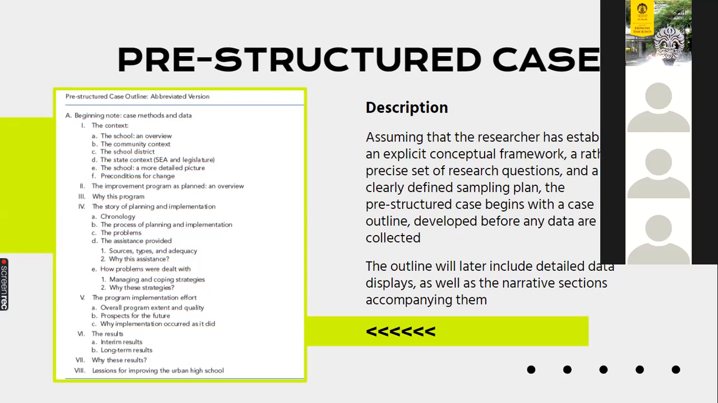We'll begin with the pre-structured case. As we mentioned before, the pre-structured case is an outline. Assuming that the researcher has established an explicit conceptual framework, a rather precise set of research questions, and a clearly defined sampling plan, the pre-structured case begins with a case outline developed before any data are collected. The outline will later include detailed data displays, as well as the narrative section accompanying them.